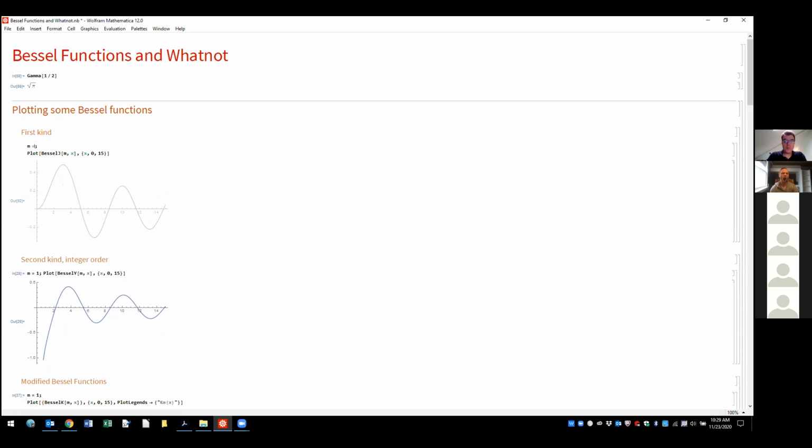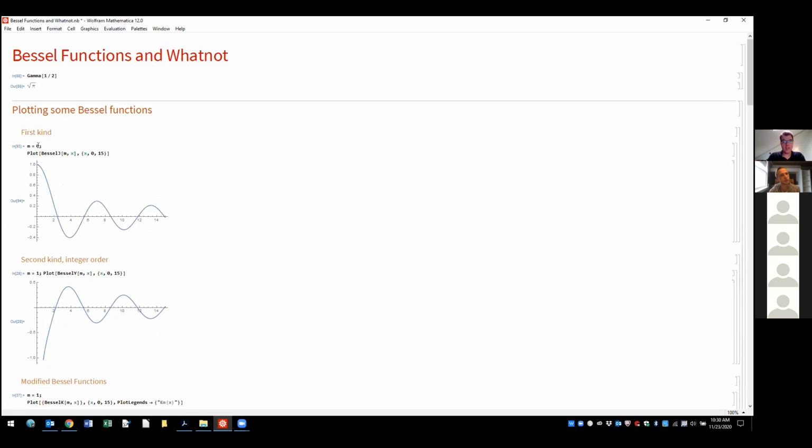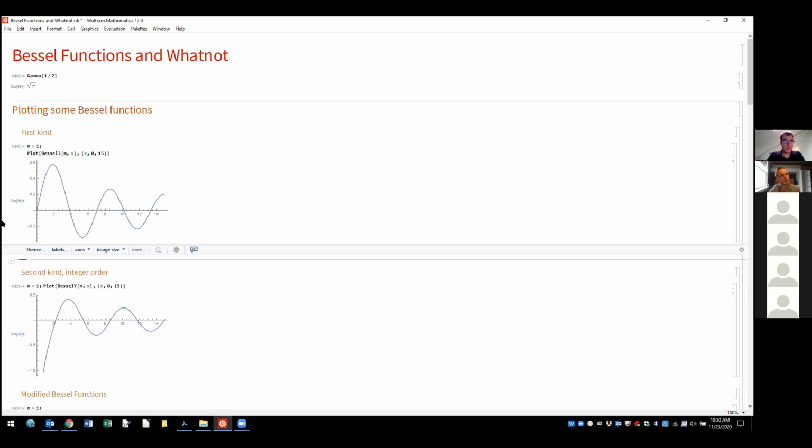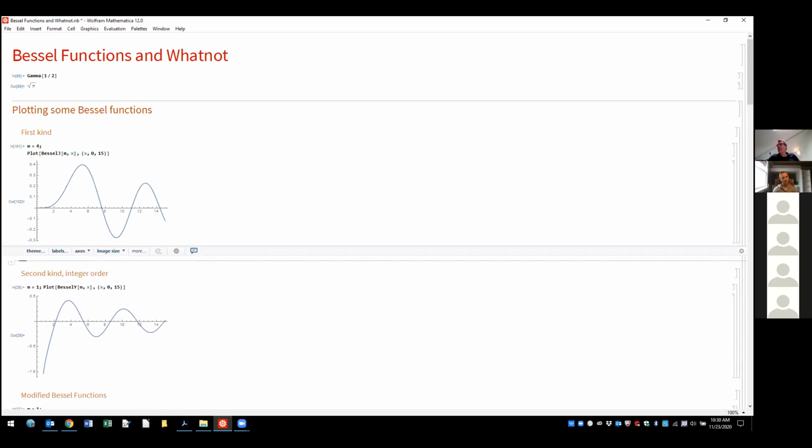Notice that when M was 0, the value of the Bessel function at x equals 0 was 1. It was a non-zero constant. When M was 1, you see how it's rising linearly at first? When m equals 2, it's rising parabolically. And if m equals 3, it rises initially even more slowly. M equals 4, more slowly still.